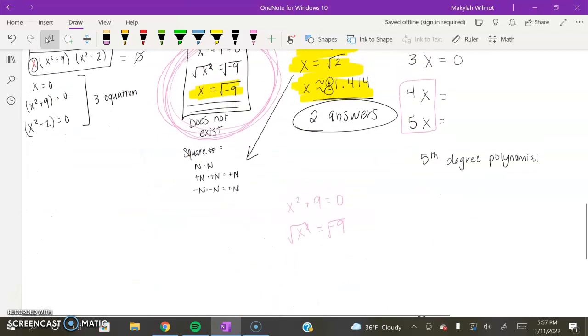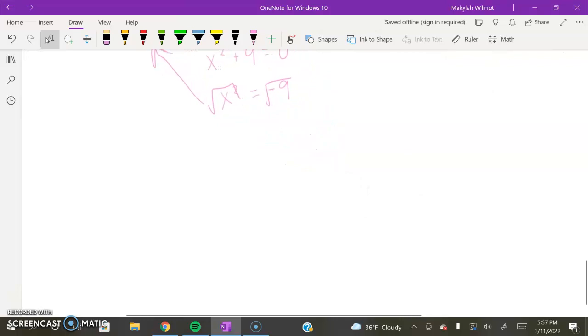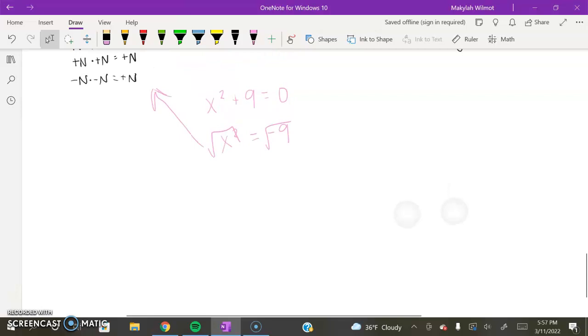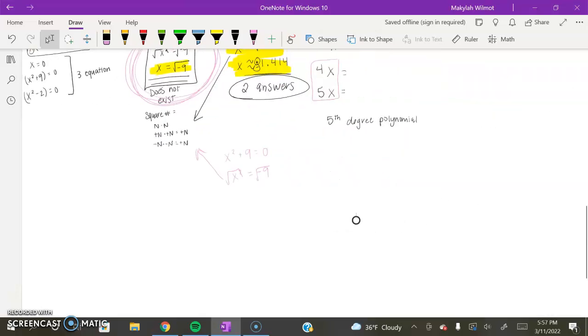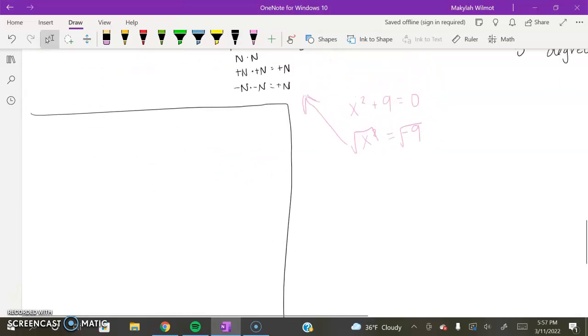Okay. We cannot do this because of our multiplication rules we know. So, whenever we have a square root of a negative number, we're going to make another little section right here. And this is going to be over imaginary numbers.